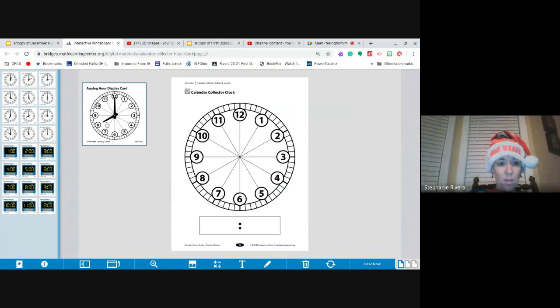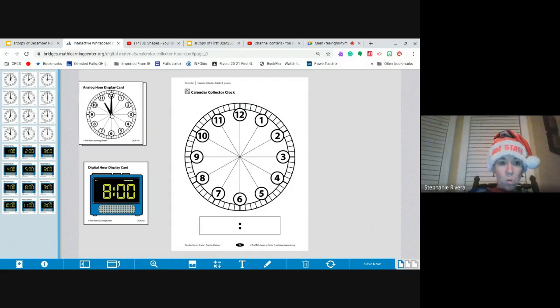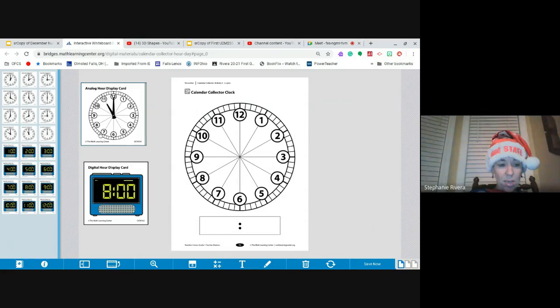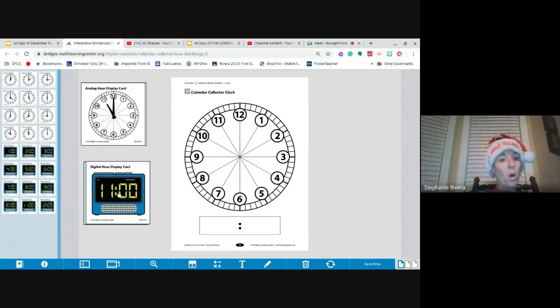And I see the short hand on the 8, long hand on the 12. So hour hand on the 8, minute hand on the 12. You got it. 8 o'clock. Nice job. Okay, I'm going to pull over another one. Short hand on the 11, long hand on the 12. You got it. 11 o'clock.